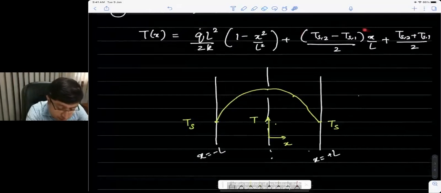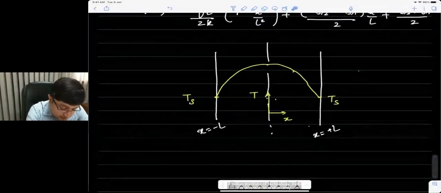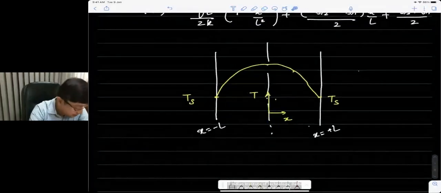So you can see that the linear function will actually go away. This term will go to 0, and this will just become Ts, because this is the average of Ts1 plus Ts2, so it will become just Ts. So the profile would just be a parabolic function, which is only a function of x square, which means that it is going to be symmetric, considering that you're going from minus L to plus L. So it's an even function.